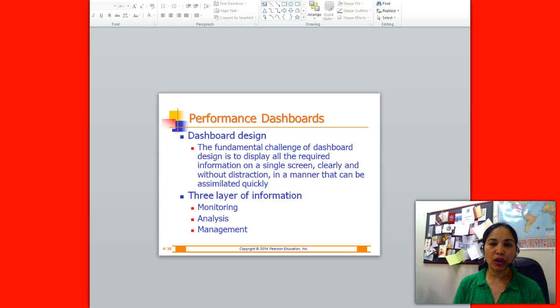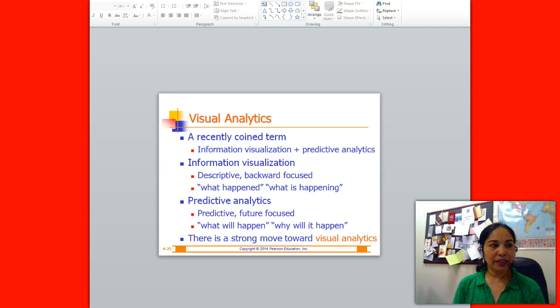I believe you will enjoy working on assignment 7, where you will be building a dashboard using Tableau in this class. Visual analytics include information visualization and predictive analytics. Predictive analytics is future focused. That means by looking at the data, you would be able to predict what is going to happen and why will it happen. And there is a very strong move toward visual analytics.